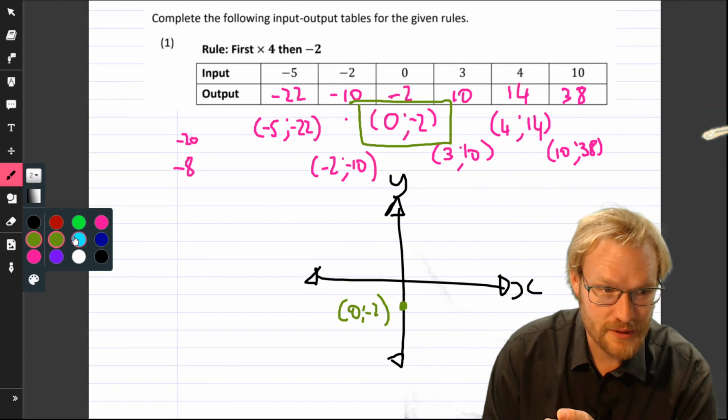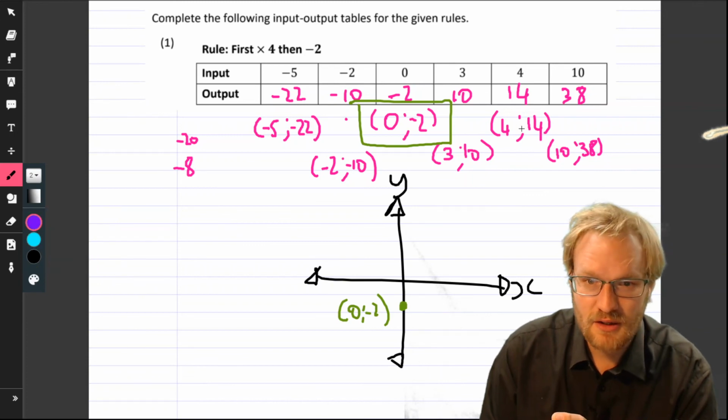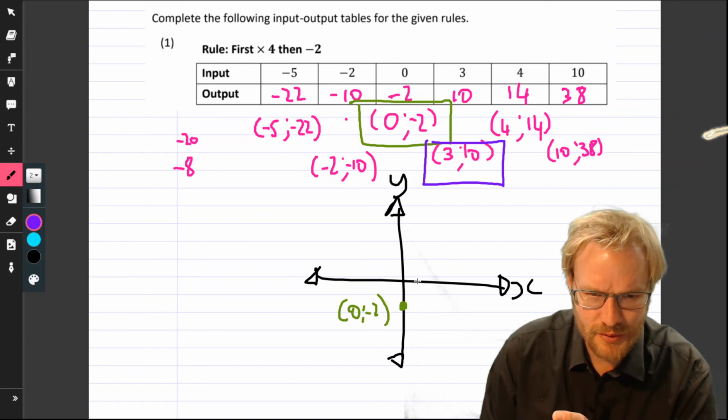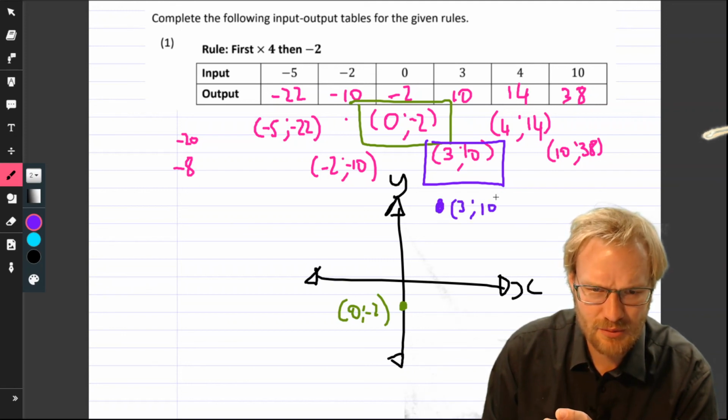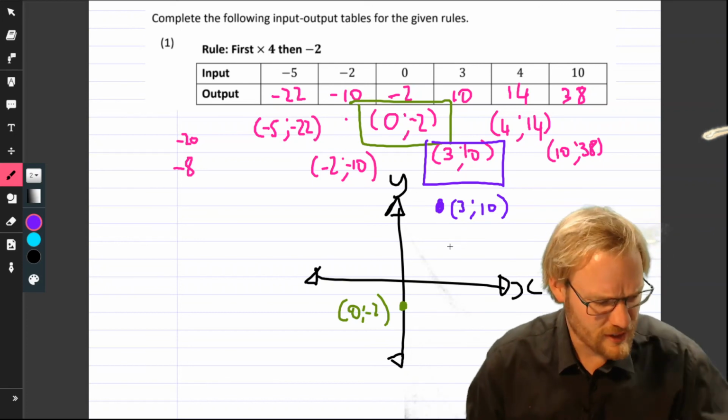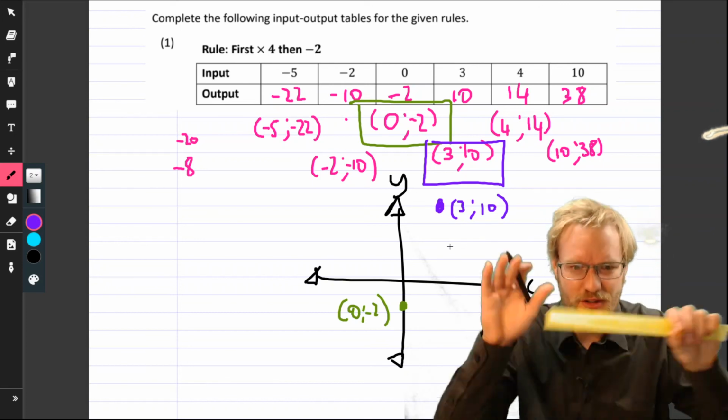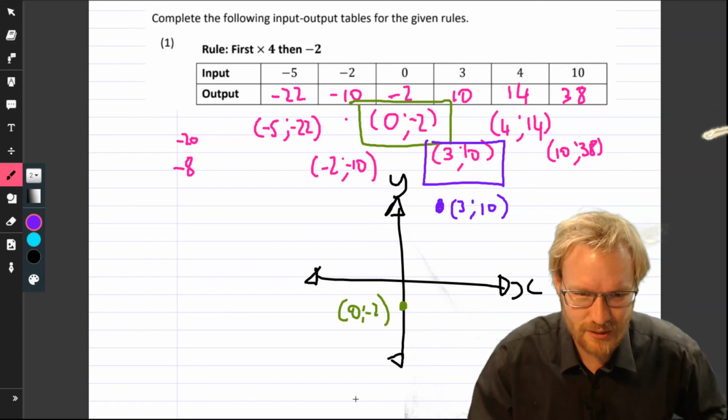Or what happens if we looked at this point here, (3, 10)? Well, it would be 3 along and it would be 10 up. So it would be up there, (3, 10). But we'll do that tomorrow, and we'll do that on a grid so that it's all nice and neat and we can plot those points.